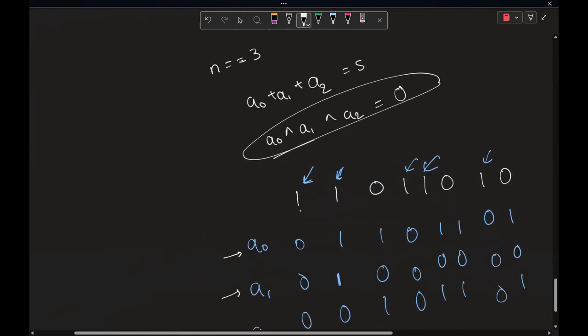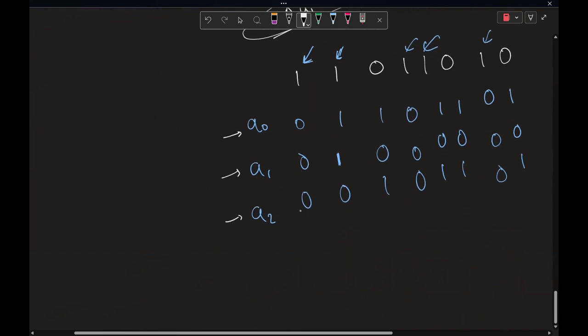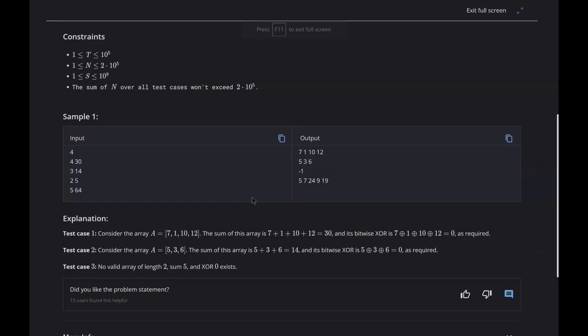So is the problem clear now? Shall we move on to the code? Okay, let's move on to the code then.